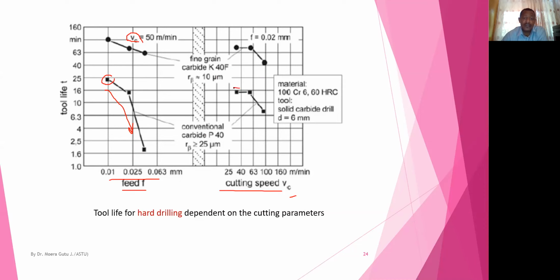The tool life is optimum in this case at low cutting speed, 25 millimeter. You cannot say, because it depends on the workpiece material. This may be achieved for a specific workpiece material, but when you change the workpiece material, the optimized cutting parameters should be investigated by research. Tool life for hard drilling depends on the cutting parameters. I told you it depends on feed, cutting speed, and the depth of cut also.